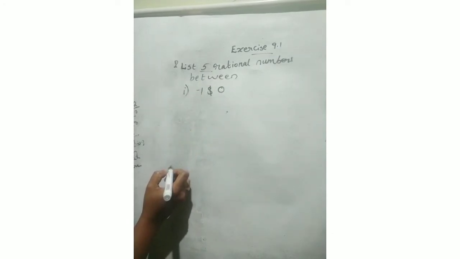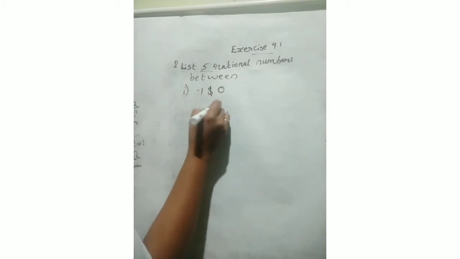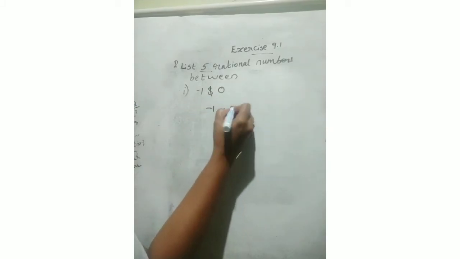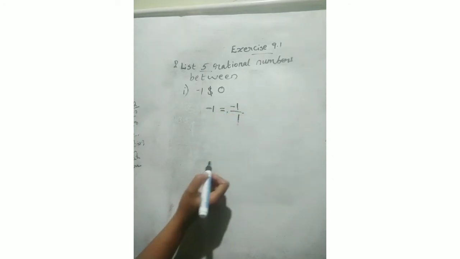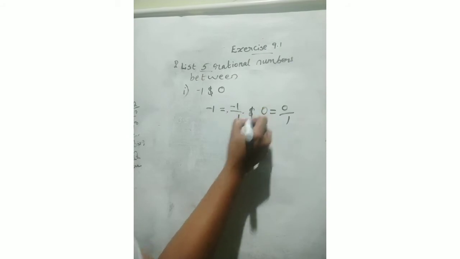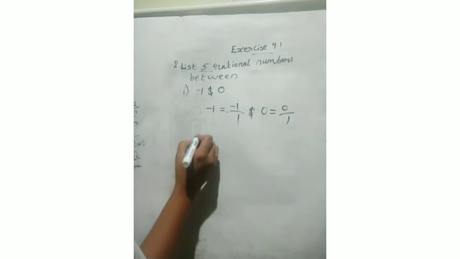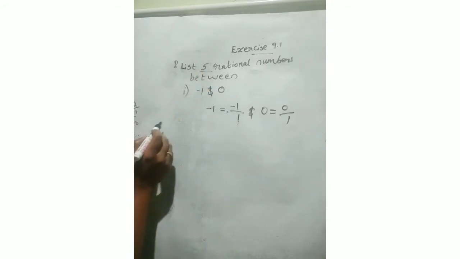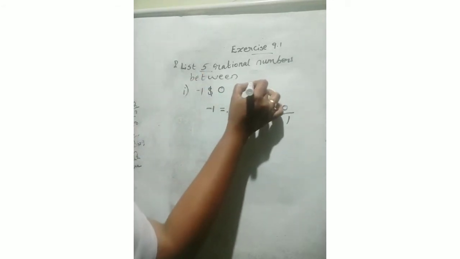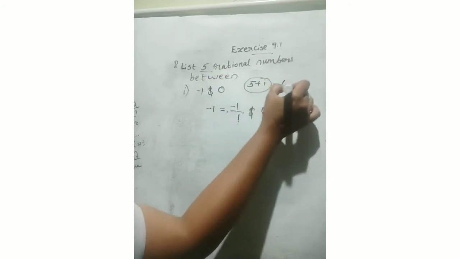Here, we know that -1 is equal to -1 on 1. The value will be same. Then 0 is equal to 0 on 1. The value is same. So here we have to find 5 rational numbers, that is 5 plus 1. So, 6 will be there.